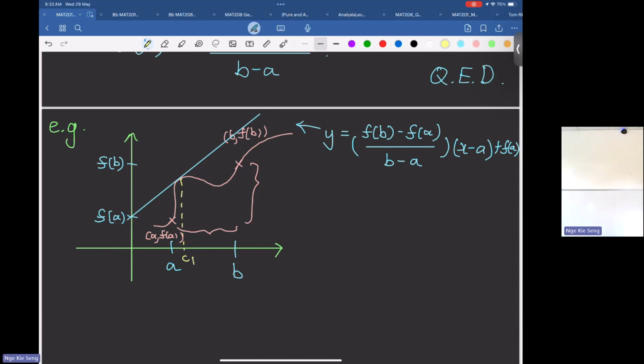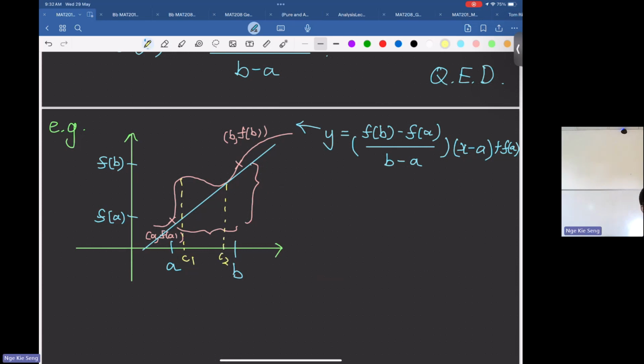Okay, and then is there another C or not? Do you see another C or not? How? Maybe you can move down a bit. Okay, here, right? So this tangent line seems working as well.